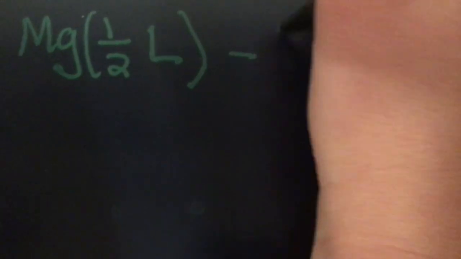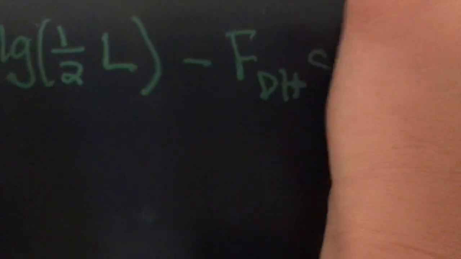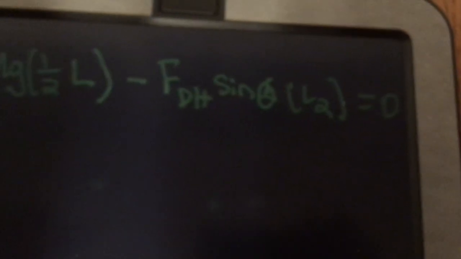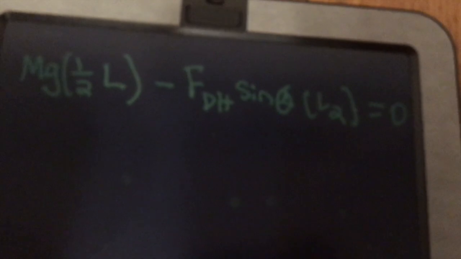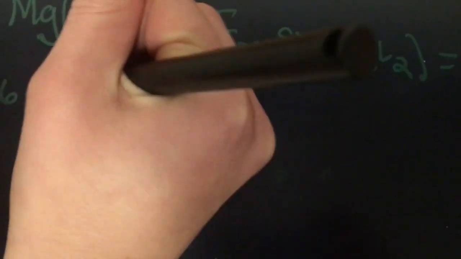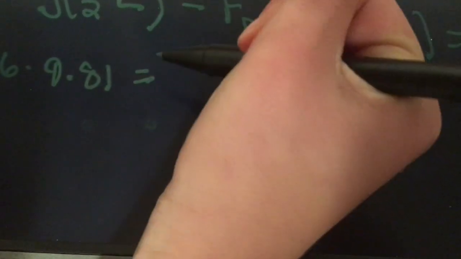So now, in order for us to solve for the x and y that we were discussing before, we are going to need to solve for torque. So mg half L minus the force of the deltoid on the humerus, sine theta L2 equals 0. So now let's crunch some numbers in. Since our mass in this is 3.6, we're going to do 3.6 times 9.81, which is going to equal 35.3.